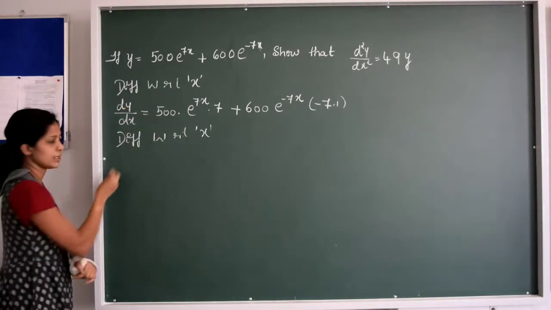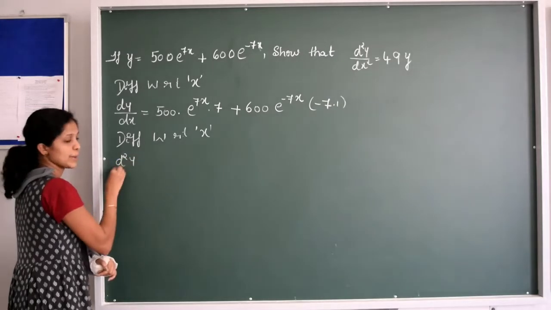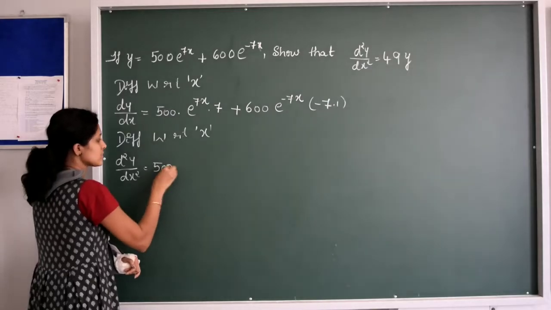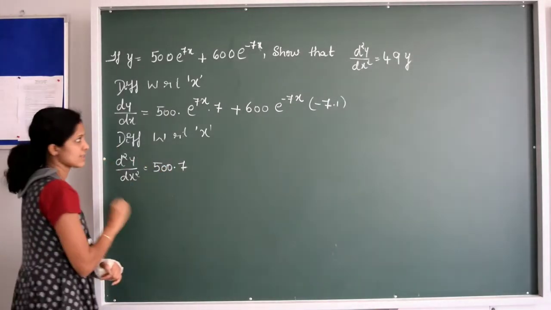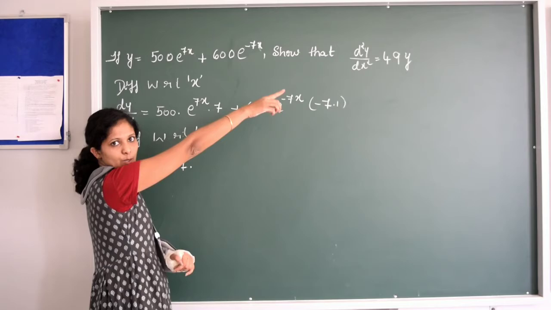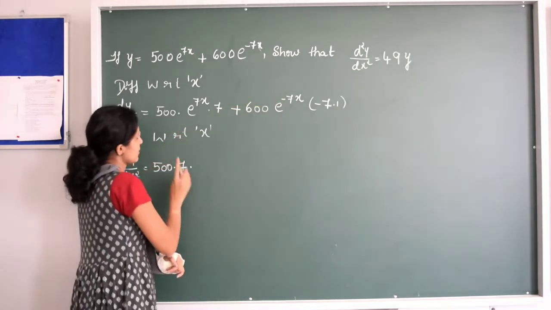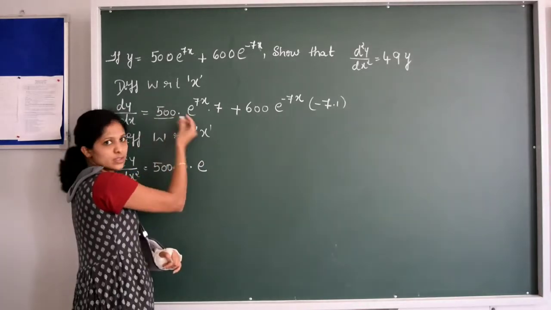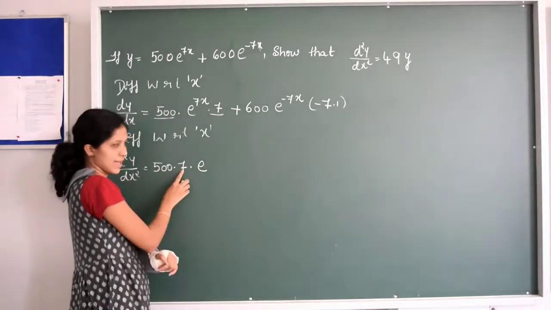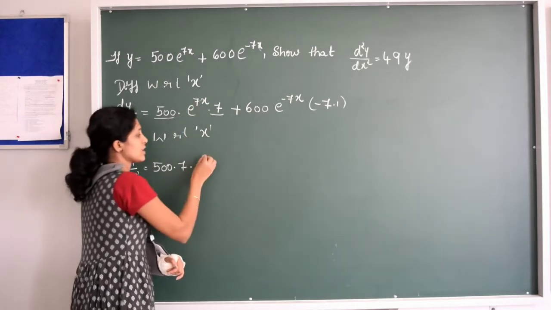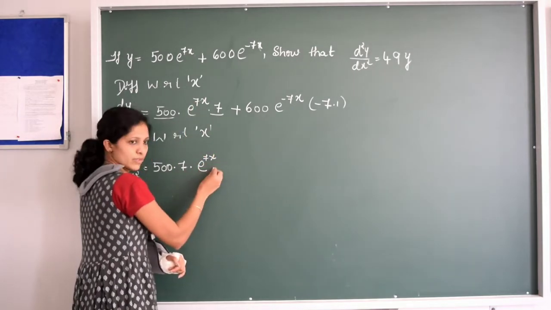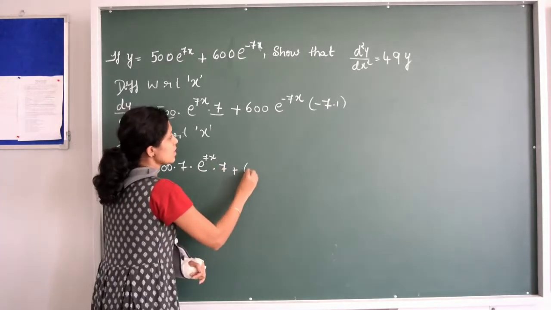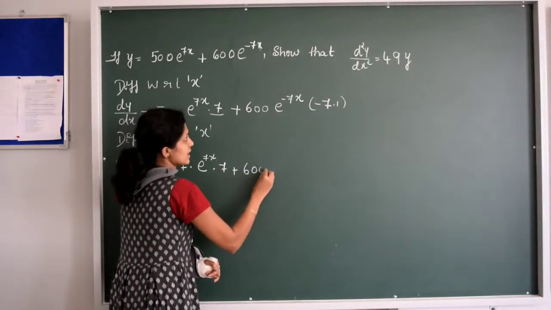So now d square y by dx square is equal to 500 into 7. No need to multiply this, we'll keep it as it is, because we have to prove this is equal to 49 into y. 7 as it is, and this is e to the power 7x. 500 is constant and 7 is also constant, I kept them the same. Now derivative of e to the power 7x will be e to the power 7x into derivative of 7x, which is 7.